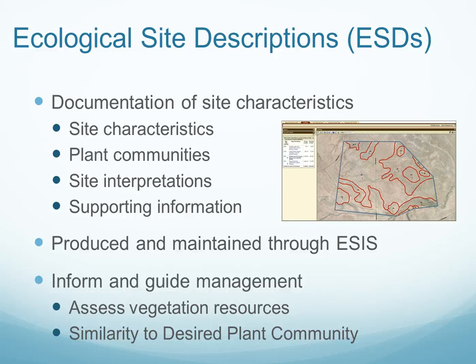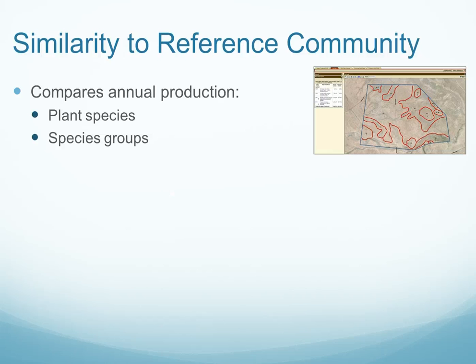We use ecological site descriptions to inform and guide our management, in part to provide us with information about what we can expect in terms of vegetation dynamics, but also in order to assess vegetation resources on the site. And in order to do that, we have to look at how to determine similarity either to a desired plant community or to the historic climax plant community. Sometimes managers may select a different community as their reference site because of what their specific management goals are for a community. So in order to calculate similarity to a reference community, we compare the annual production on a site either on a species by species basis or on the basis of comparing species groups.